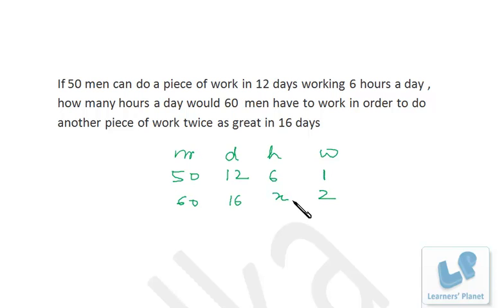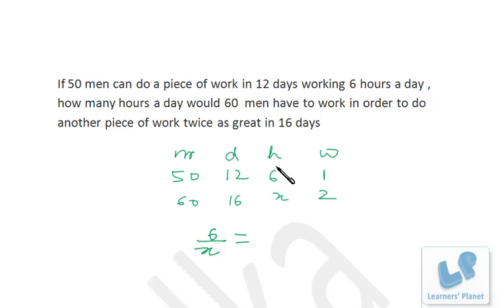Now we just have to apply common sense while dealing with problems based on the unitary method, right? See, the unknown quantity, always put that on the left side, right? 6 by x. Now men and hours, just apply common sense. If more men are there to do a work, fewer hours will be required. That's just common sense. Men are increased, hours will be decreased.